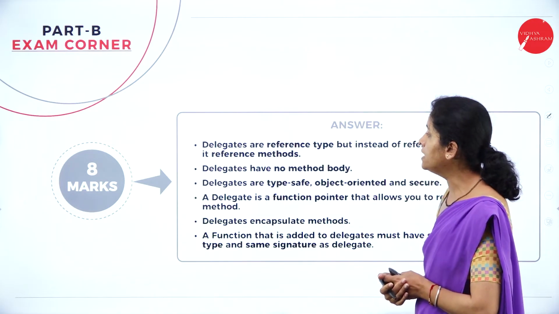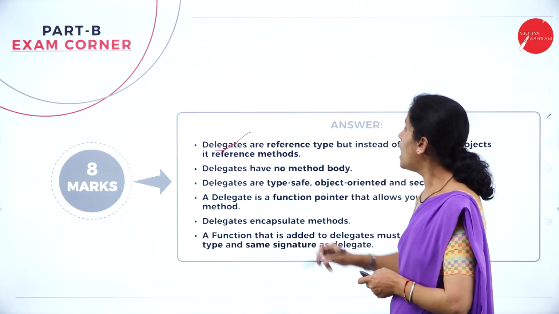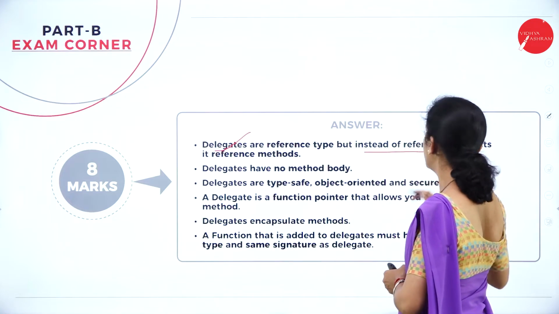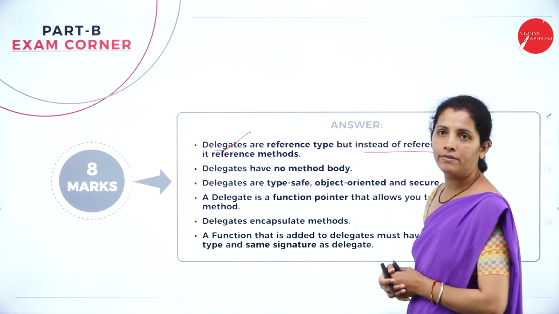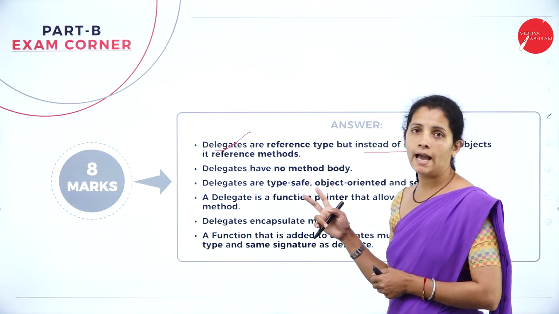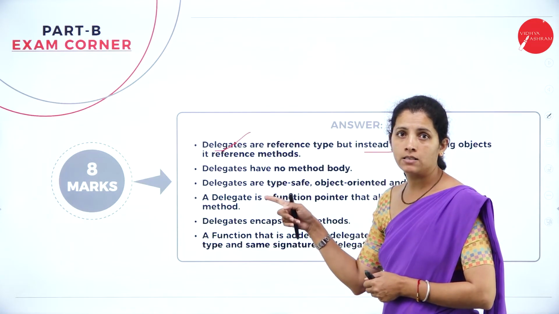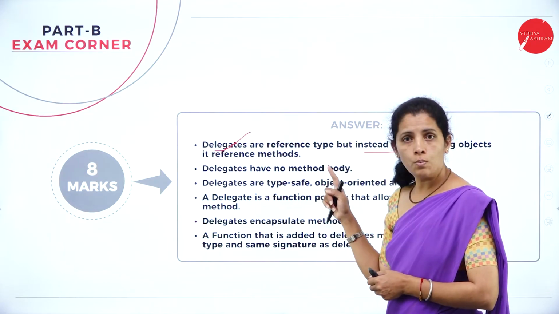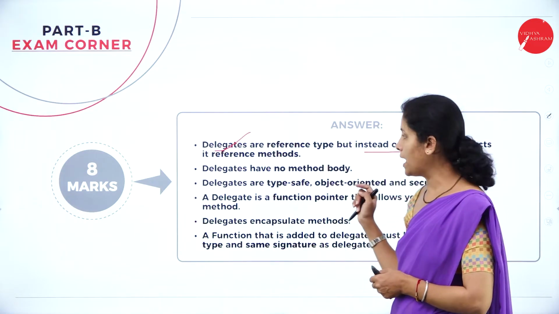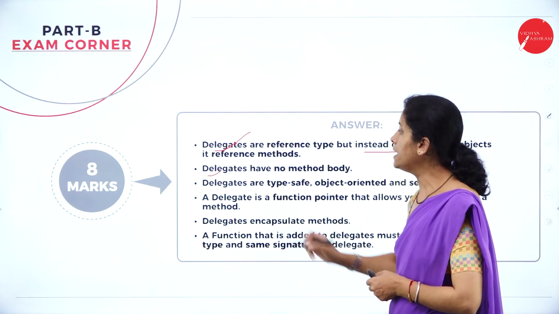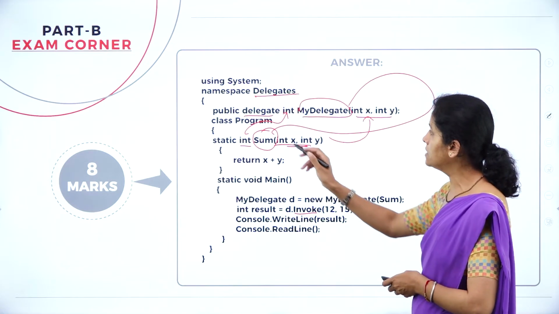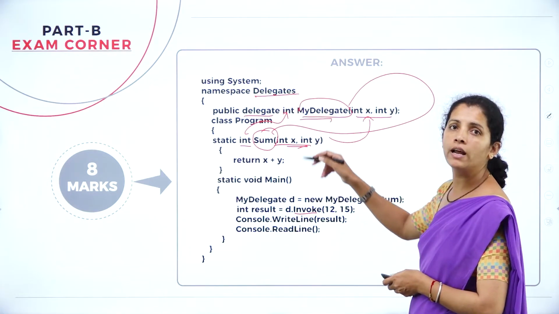Now, dear student, delegates are a reference type, but instead of referring to an object, they refer to methods. So dear student, it carries 8 marks: 2 marks for the explanation and 6 marks for your program. And delegates have no method body. See here, if I consider this delegate, it does not have any body.